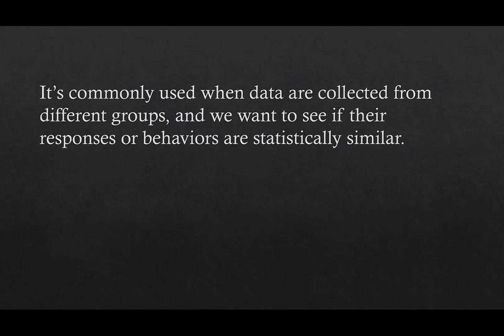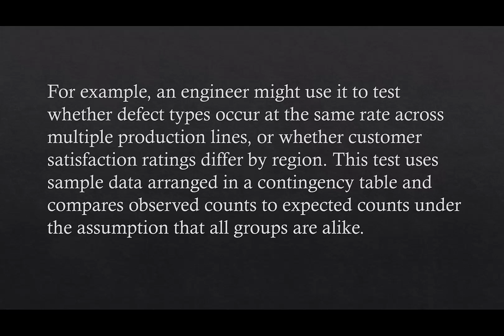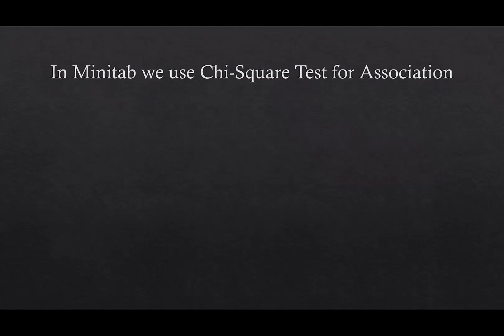behaviors are statistically similar. For example, an engineer might use it to test whether defect types occur at the same rate across multiple production lines, or whether customer satisfaction ratings differ by region. This test uses sample data arranged in a contingency table and compares observed counts to expected counts under the assumption that all groups are alike. When we get to Minitab, we'll be using the Chi-Square Test for Association. Let's look at a few examples.